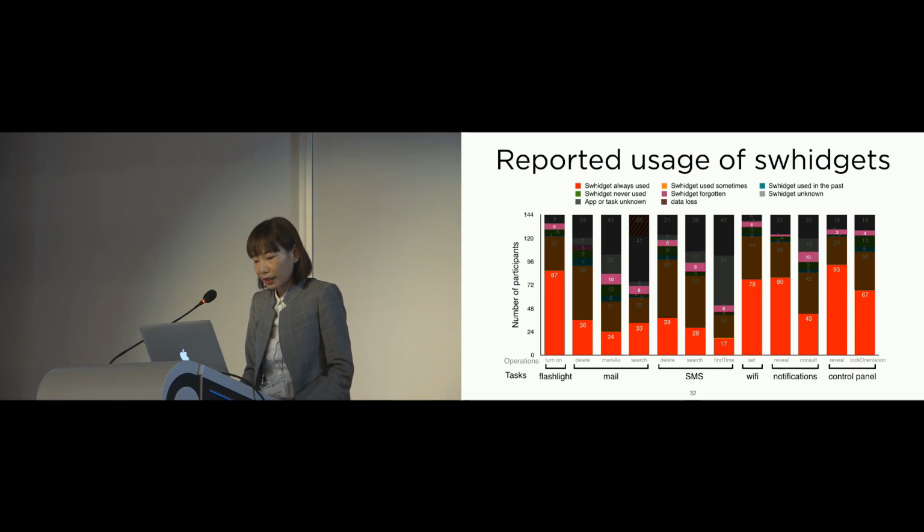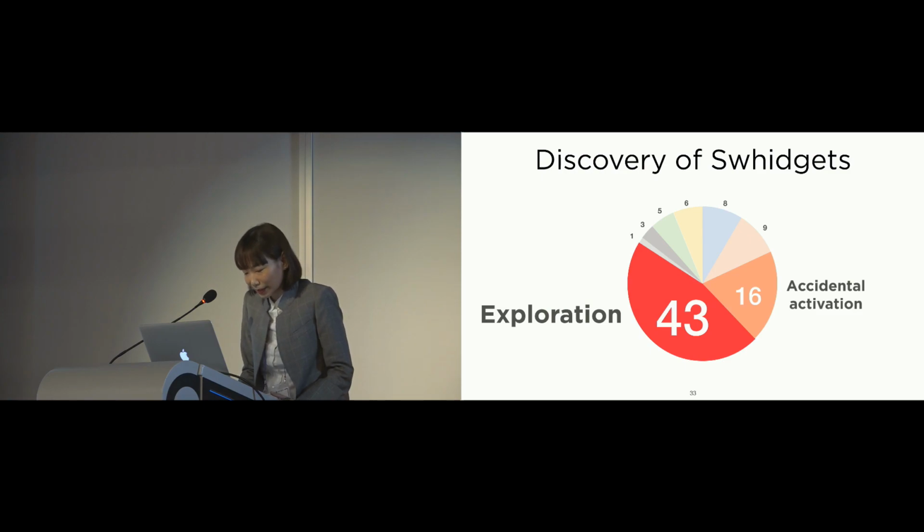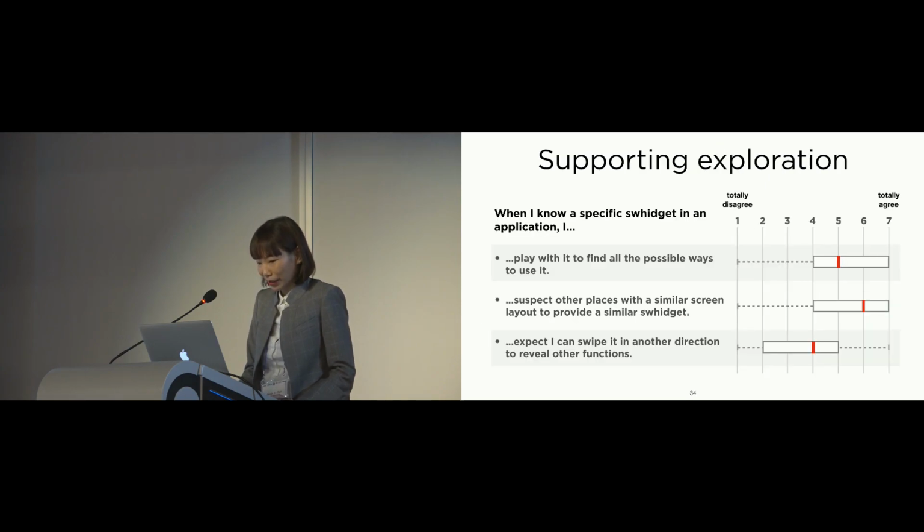Another interesting point is the purple color, which stands for participants who reported that they forgot about the Swhidget. It remains very low. It means that once the participant knows about the Swhidget, it is unlikely to forget it. Across all participants and operations, exploration of the interface was the most frequently reported source of discovery, at 43, followed by accidental activation, compared to other means.